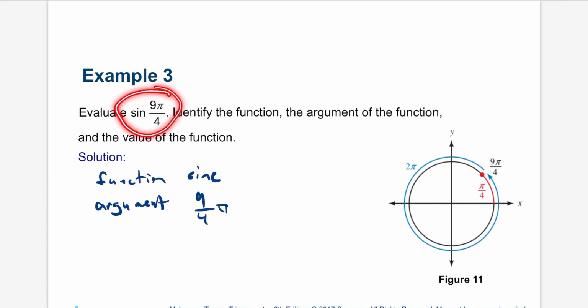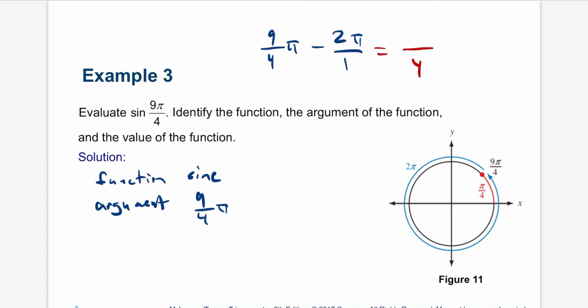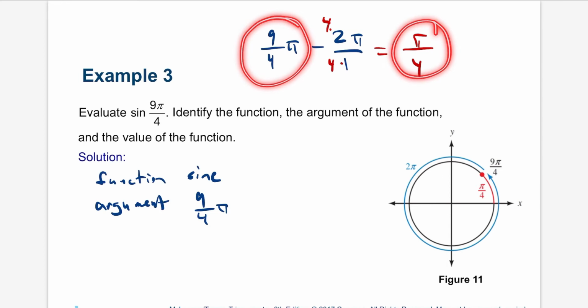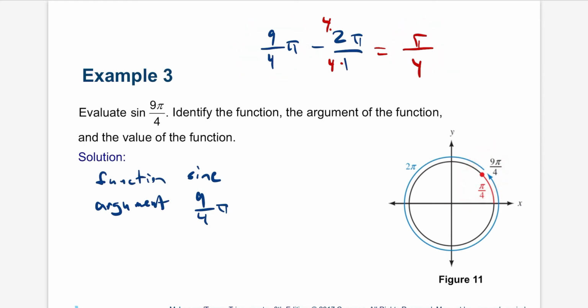All right, and now the value is when you actually evaluate that. Well, this angle is greater than 2π, so what I like to do is subtract 2π to find a smaller coterminal angle. And my LCD would be 4. So that's going to be 9π, take away 8π, which is 1π. So now we have the coterminal angle of 9/4 π is π over 4, which you can see by this diagram here, this figure. These two angles are coterminal.